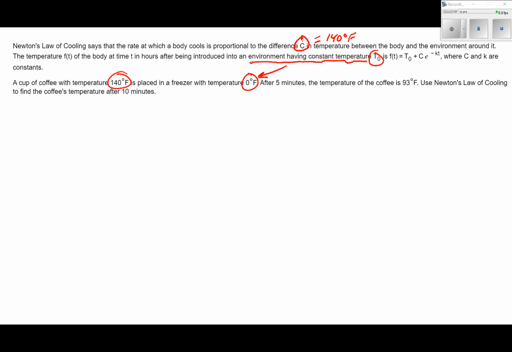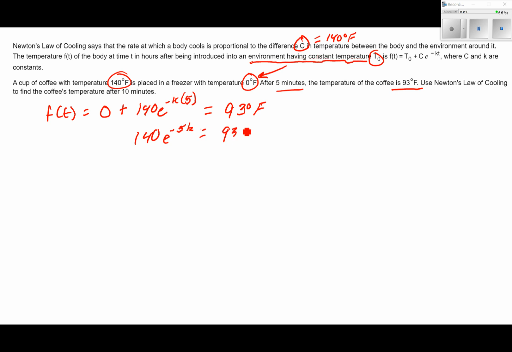So what we're working with, our function f of t is going to be 0, that's our T sub 0, plus our difference, which is 140 degrees, times e to the negative k times the amount of time. It's saying after 5 minutes, so we're going to do this at 5, equals 93 degrees. So this is the change piece that we want to know. Now we have this function, 140e to the negative, let's write it as 5k, equals 93 degrees Fahrenheit.